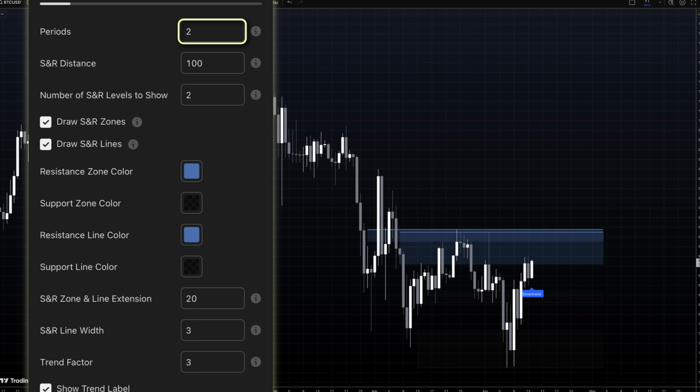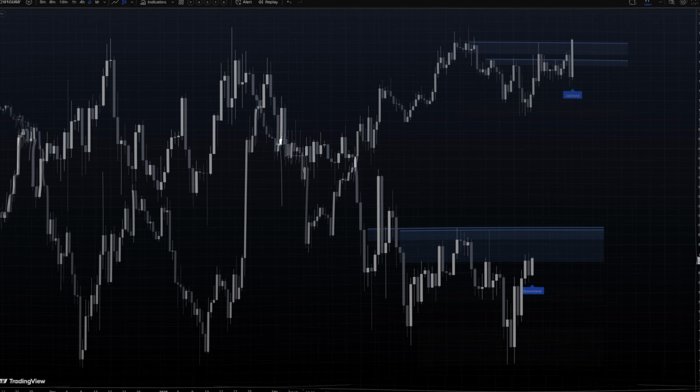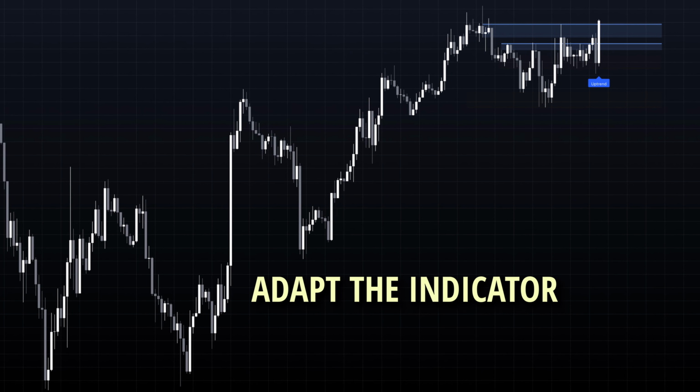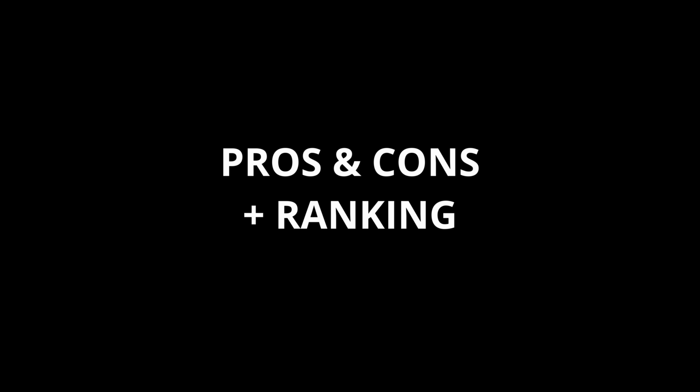Users can adjust the lookback period, control the minimum distance between levels, set the maximum number of levels displayed, choose between zone or line representation, customize colors, and determine how far levels extend on the chart. This flexibility allows traders to adapt the indicator to their specific trading style and market conditions.